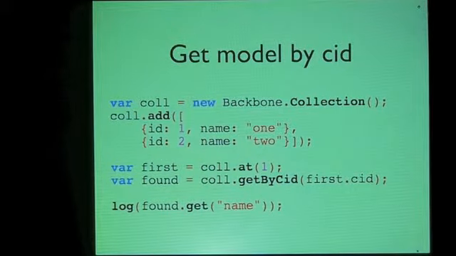So let's do get model by client ID, which is another function. In here, I'm going to create a backbone collection, and I'm going to add the same data that I added before, and use a helper function called at. And at just gets the item in that collection at the index. They're zero based. So it should get me the second item.